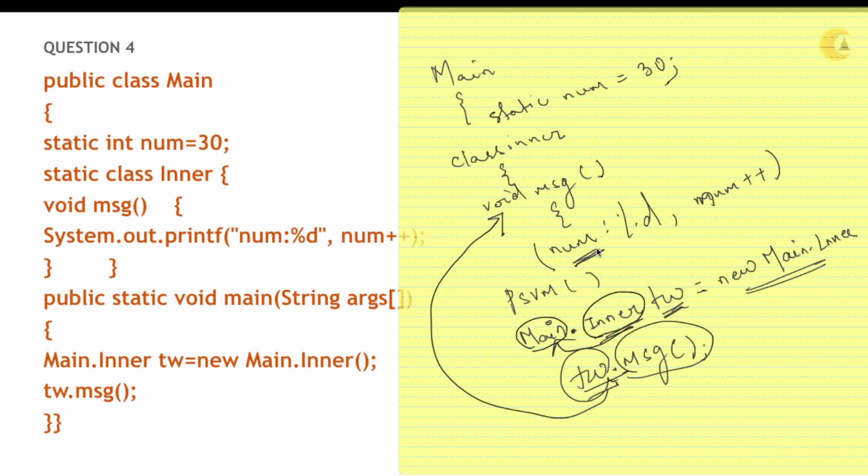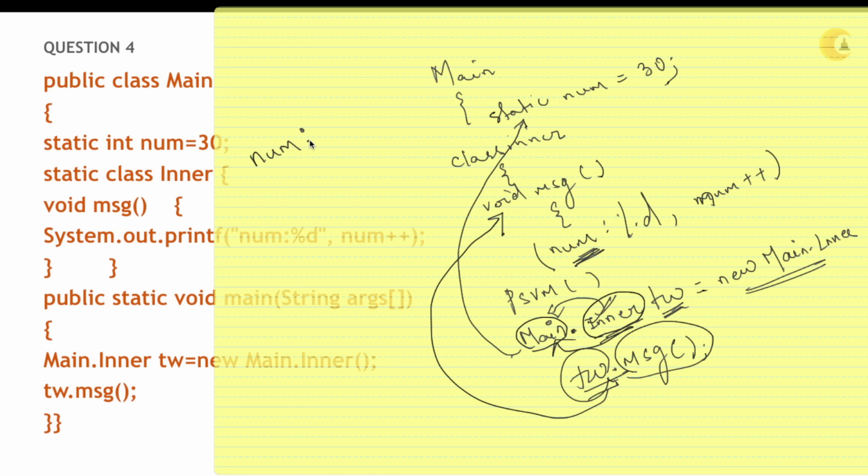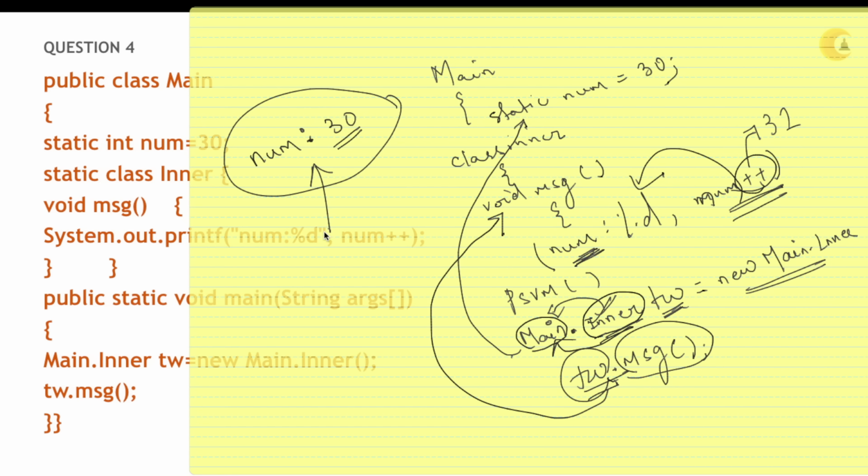It has num. Now since this inner class is a part of this main class, can it access num? Yes, it can. It can access this num which is of static type. So what will be the value of num? The output will be printed as num : 30. Why 30? Because this is a post increment. First it will use the value of num, that will be 30, and then it will increment it and it will become 31. But your output will be printed as num : 30. Clear? Because that is a post increment, it will happen only once it completes its execution for this step.